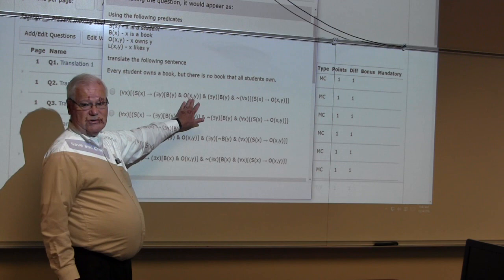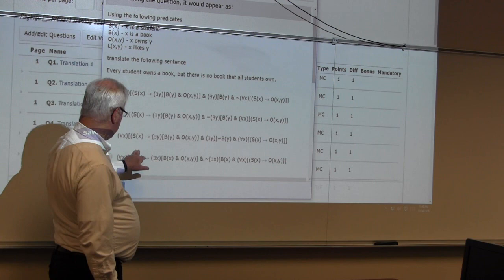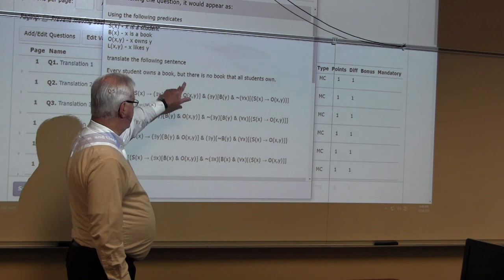And in fact, I think it's repeated exactly on all of these, isn't it? No, down here we have the XX problem. But here, and here, and here, I think they're all the same. Okay. So it's really the second half that we need to look at. But there is no book that all students own.